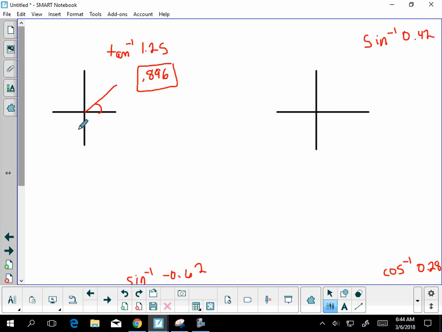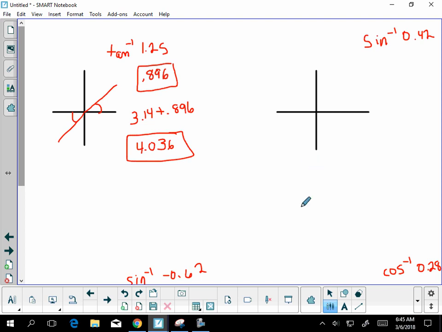Well, it's positive, so it would also be in the third quadrant. That angle that I just marked there would also be 0.896. Halfway around is pi, and then you're going to have to add another 0.896, so take 3.14 plus 0.896. And you get 4.036. And that would be your second answer.